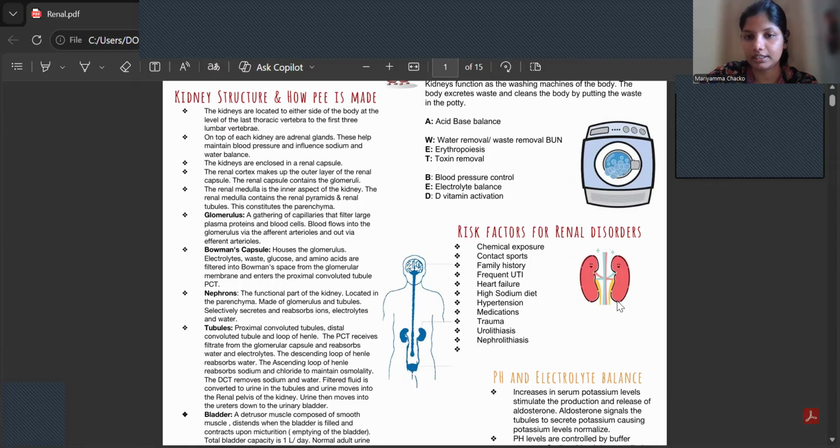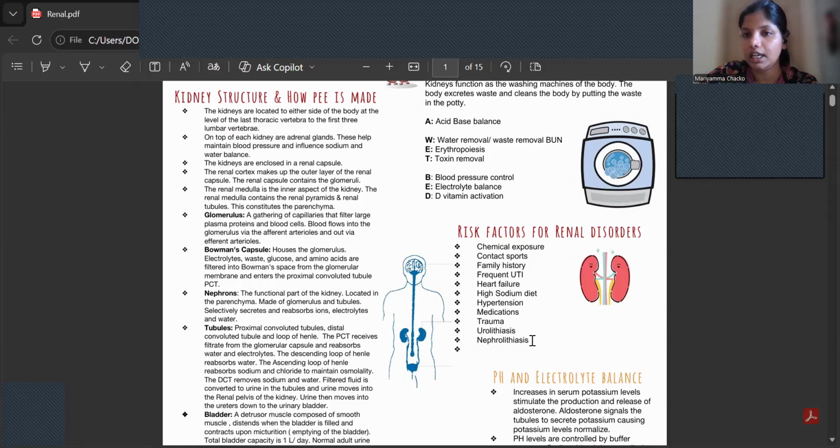Then the risk factors, such as chemical exposure and medication history with current use. Then heart failure affects our kidneys, as we studied in acute kidney injury. There is a renal cause, where the blood flow to the kidneys is obstructed. Then what happens? The perfusion of the kidneys is reduced, which may result in renal damage. Then medications, trauma, urolithiasis and nephrolithiasis.